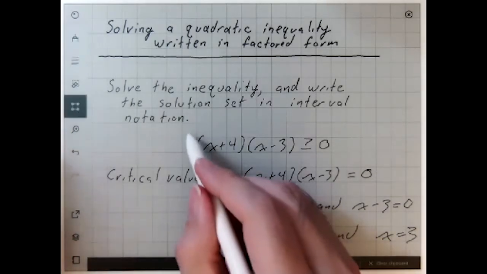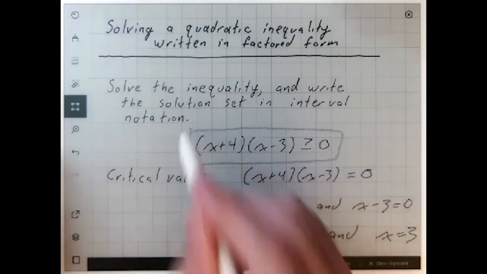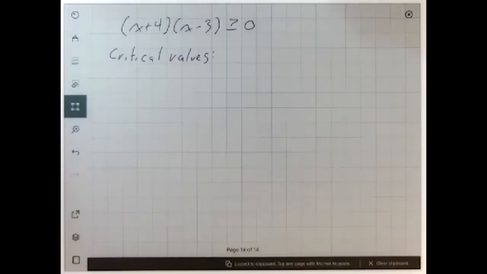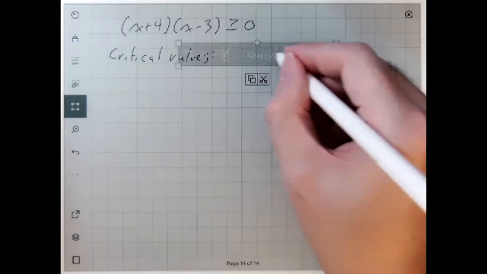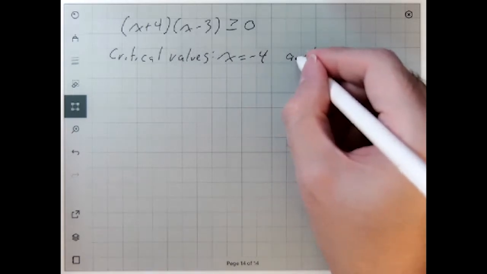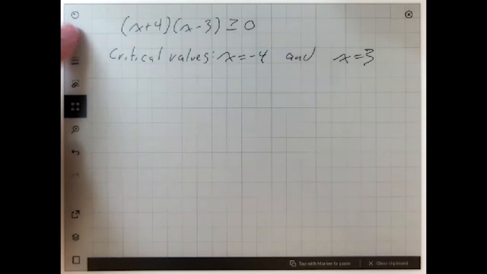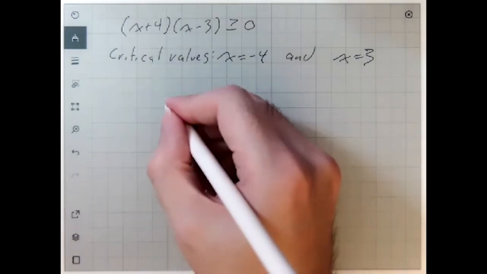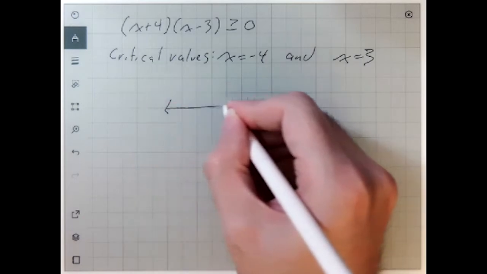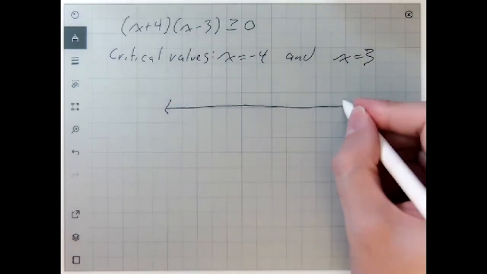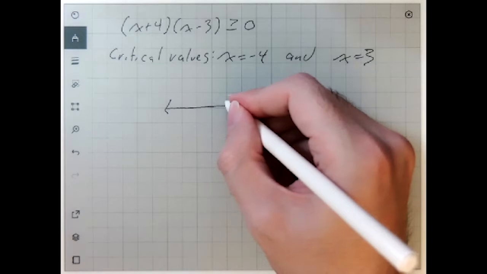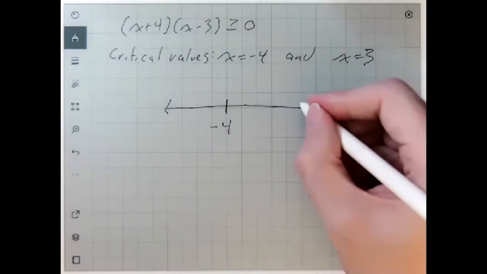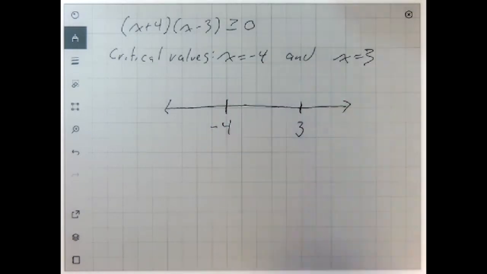I'm going to go ahead and copy these things over onto a new page. All right. So we're still looking at the inequality x plus 4, x minus 3 greater than or equal to 0. We have our two critical values, x equals -4, x equals +3. The next thing we want to do is sketch out a number line and plot those two values on the number line.